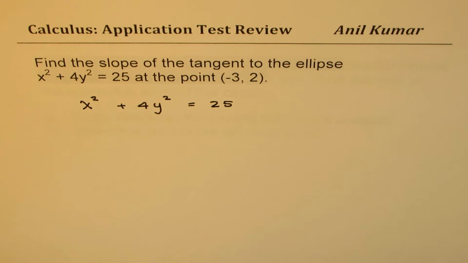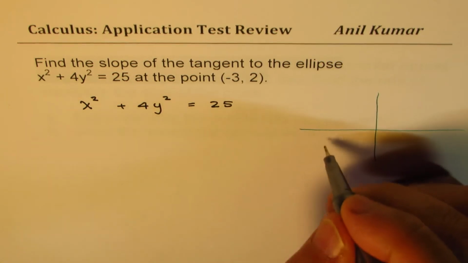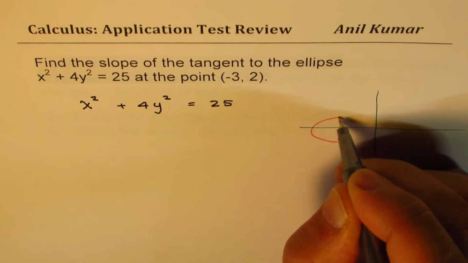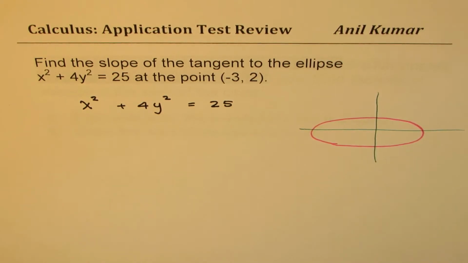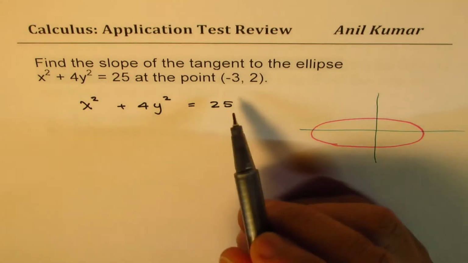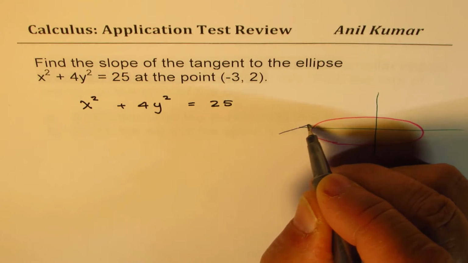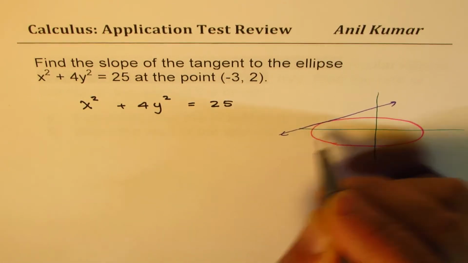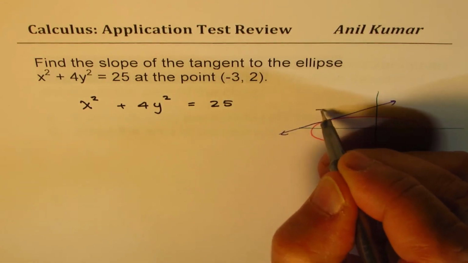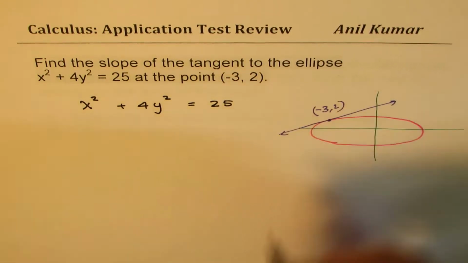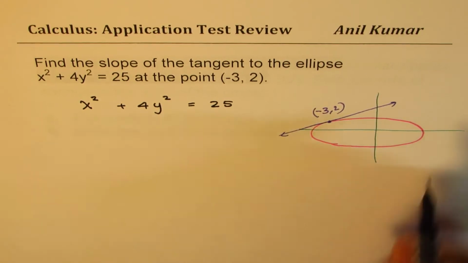An ellipse could be sketched something like this. Okay, so we'll just go like this. Okay, anyway, so that becomes an ellipse, and we are looking for the tangent line at (-3, 2). So -3 is somewhere here, so let's just draw a tangent line here, correct? So that becomes the tangent line at the point (-3, 2). Okay. We need to find the slope of this tangent line, so we'll differentiate with respect to x.